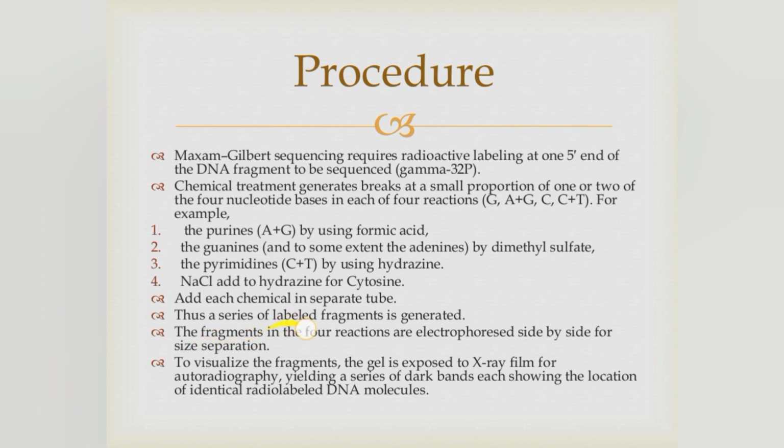Thus, a series of labeled fragments is generated. The fragments in the four reactions are electrophoresed side by side for size separation according to their size, small size and large size, as already discussed. To visualize the fragments, the gel is exposed to X-ray film for autoradiography, yielding a series of dark bands, each showing the location of identical radio-labeled DNA molecules. That is the procedure of the Maxam-Gilbert method.